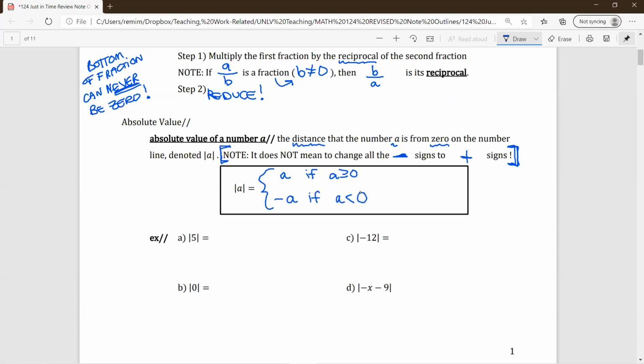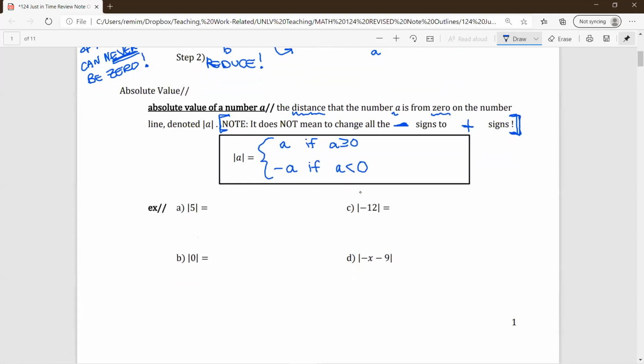And don't worry too much about that definition. If it makes sense to you, great. And if it doesn't, then either talk to me about it during office hours, but it's not something that is going to be super stressed in this content. Let's just go to some examples.